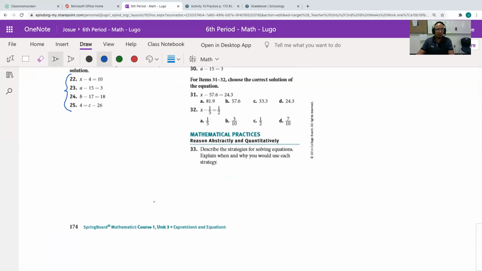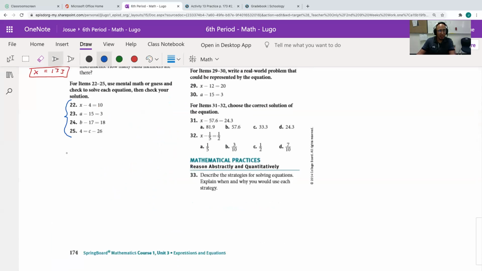So when I go down to number 22, here I have x minus 4 is equal to 10. This time, because I am subtracting, I have to do the opposite of subtracting 4. What is the opposite of subtracting 4? I have to add 4. All right? So x minus 4 is equal to 10. So I want to isolate the variable. I want to get rid of this minus 4. The opposite of subtracting 4 is adding 4, but whatever I do to one side, I must do to the other as well. So x will equal whatever 10 plus 4 is. X has to equal 14.